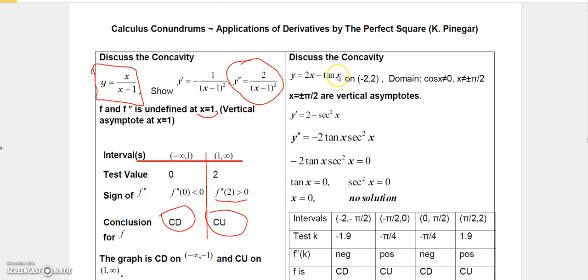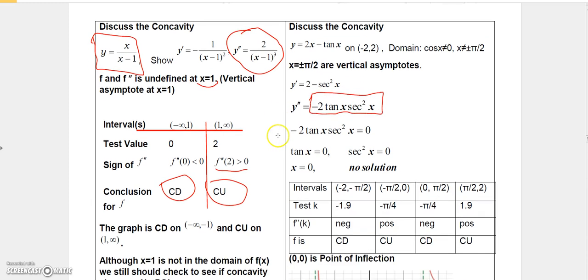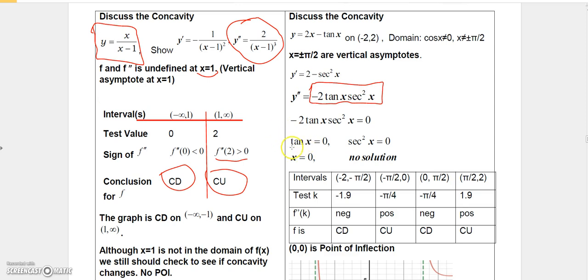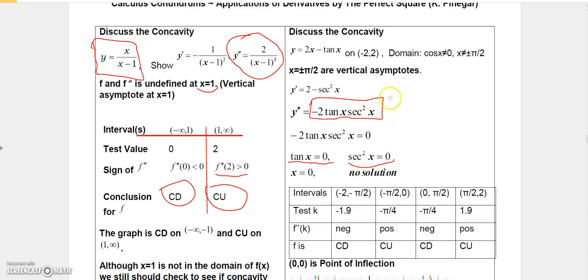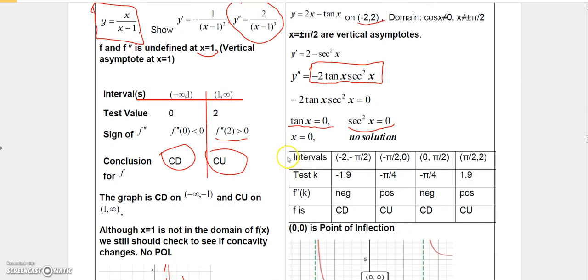Y equals 2x minus tangent x. Show that the second derivative here is minus 2 tangent x secant squared x. And so the only way that that can equal 0 is if tangent x is 0 or secant squared x is 0. And by the way, I'm only looking at it from negative 2 to positive 2. So here x equals 0, that would be the only place.